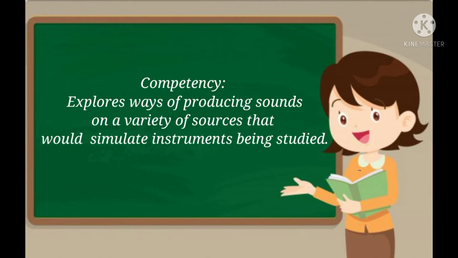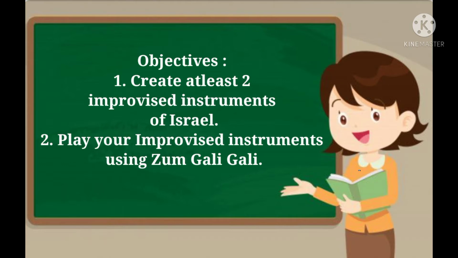But before that, let me present to you our target learning competency. Explores ways of producing sounds on a variety of sources that would simulate instruments being studied. And also our objectives, which are create at least 2 improvised instruments of Israel, and also play your improvised instruments using Zum Gali Gali.